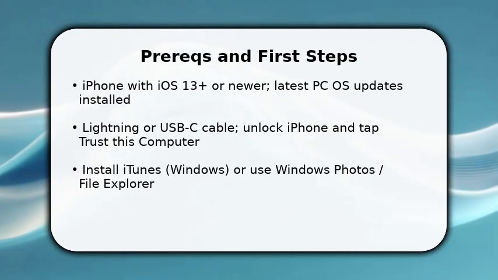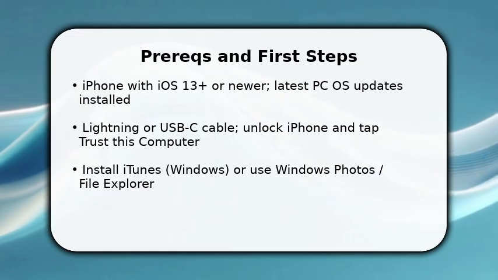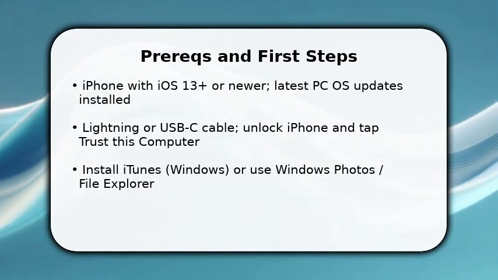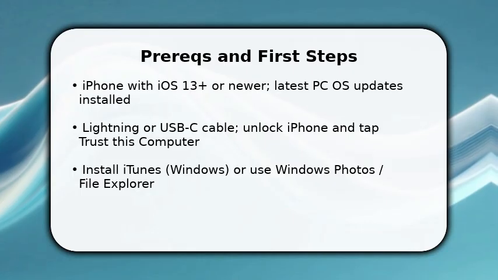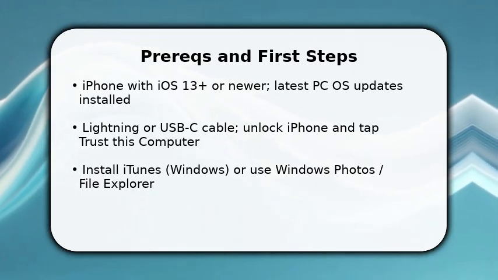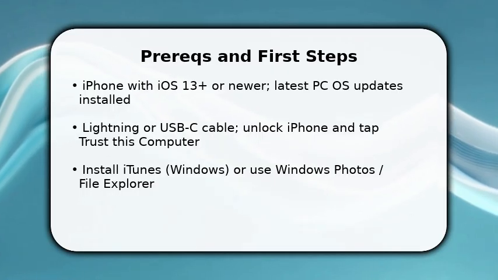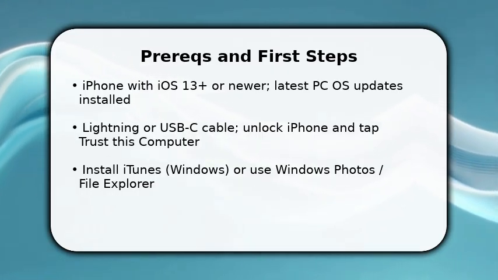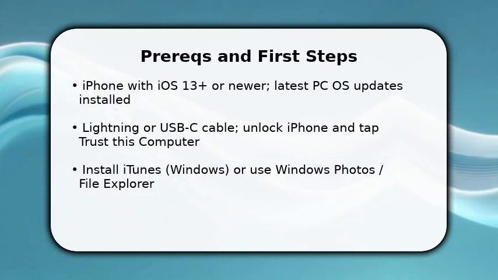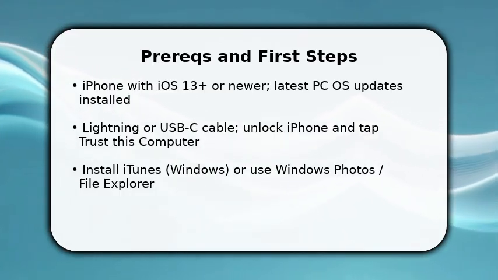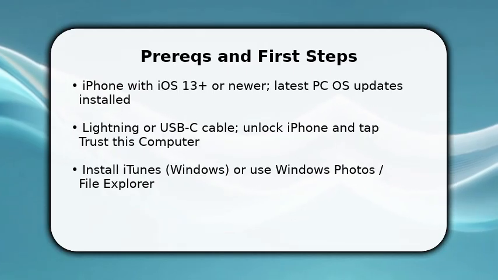You start by confirming prerequisites so the connection works reliably. Plug your iPhone into the PC with a certified cable, unlock the phone, and tap Trust this computer. This authorizes data transfer. On Windows, installing iTunes ensures drivers install automatically, while Photos or File Explorer can import media. Make sure both devices have current updates to avoid driver mismatches.